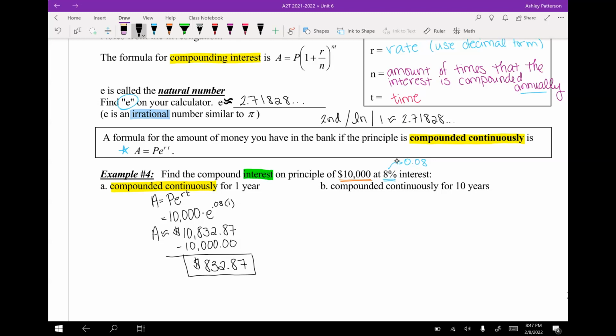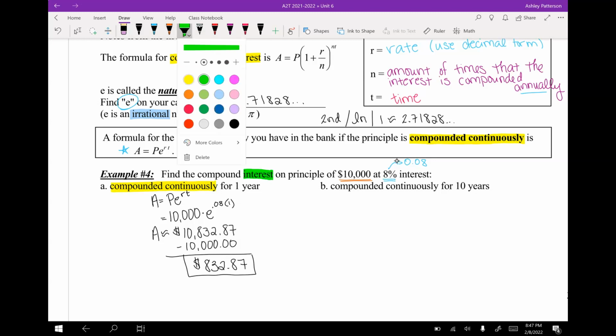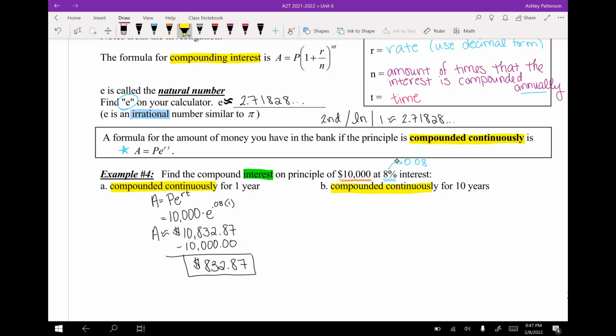Pay very close attention. Okay, for B, same thing. It wants us to figure out the interest when we are compounded continuously for 10 years. Okay, compounded continuously says we're going to use the PERT equation. Some people like to call it PERT. And our initial investment has not changed. We're still investing $10,000. We're going to multiply it times e. The rate has not changed, but the amount of time has changed.